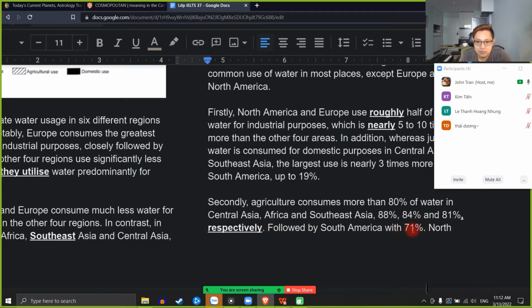Followed by what? Tại sao một câu nó lại không có chủ ngữ vị ngữ như thế này? Why a sentence like this? It's not even a sentence, it's not even a clause. Okay, so I combine these two. Okay, mình kết hợp hai câu này lại với nhau đi. Followed by South America with 71%.